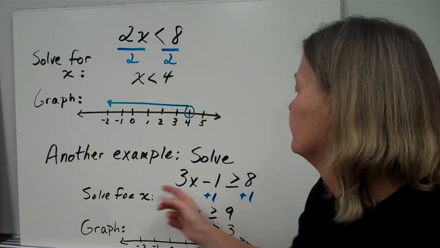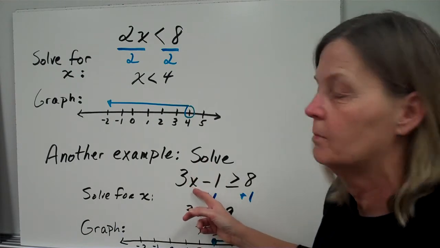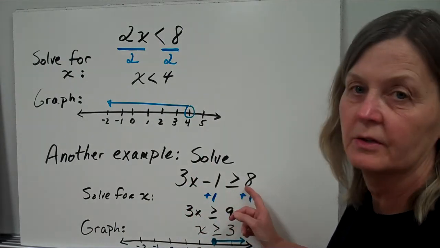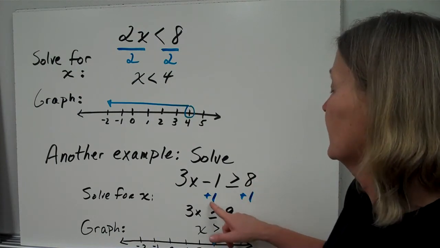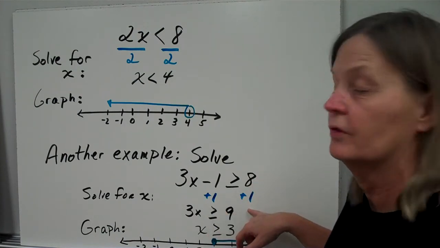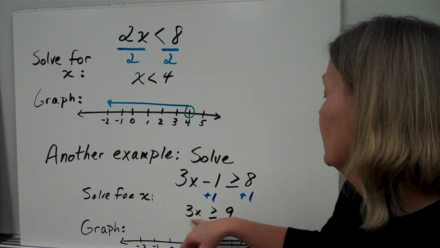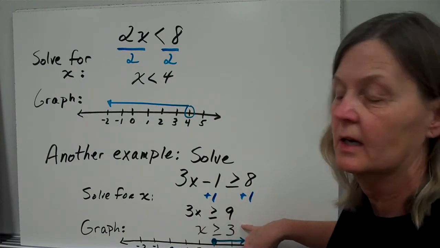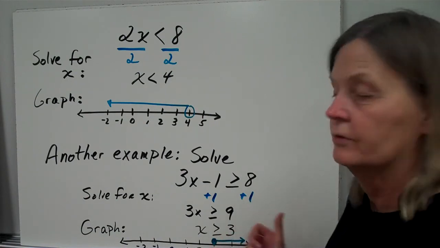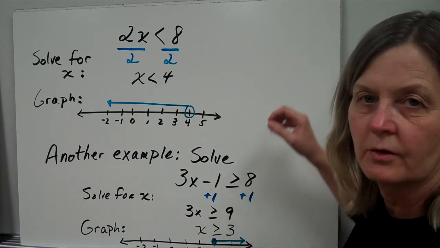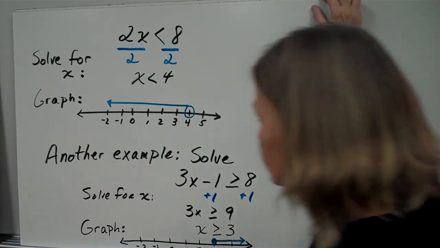Here's another example. Solve 3x minus 1 is greater than or equal to 8. This is two-step equation solving. So you're going to add 1 to both sides, just as we did with those equations, and then divide by 3, and you get x is greater than or equal to 3. Fill in the circle and go to the right, because those are the numbers that are greater than 3.